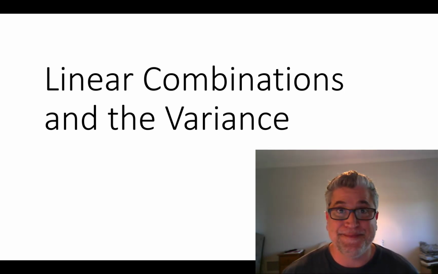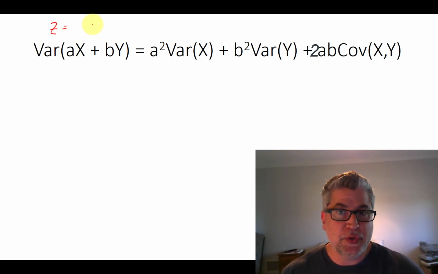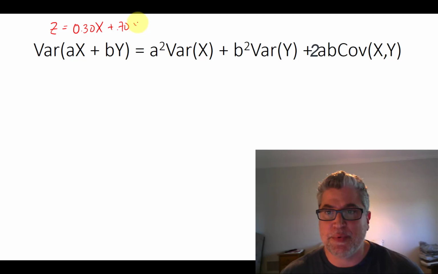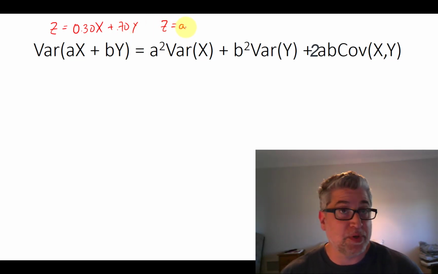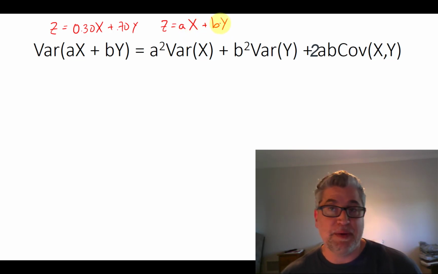So let's dive right in. Let's say we've got some random variable. Let's call it z. And z is itself a weighted average of two other random variables, x and y. Let's say it's 30% x and 70% y. Or more broadly, it could be some percent a of x and some percent b of y. So a% x, b% y. And we'd like to know what is the variance of z.